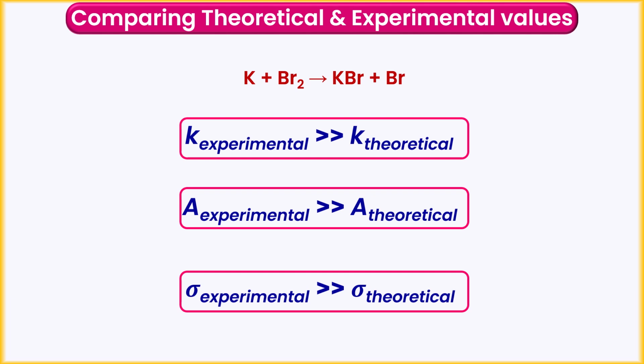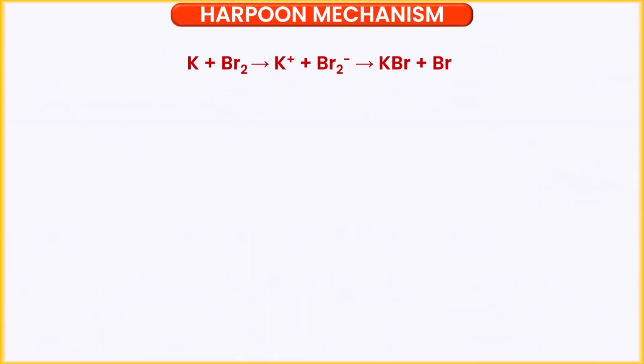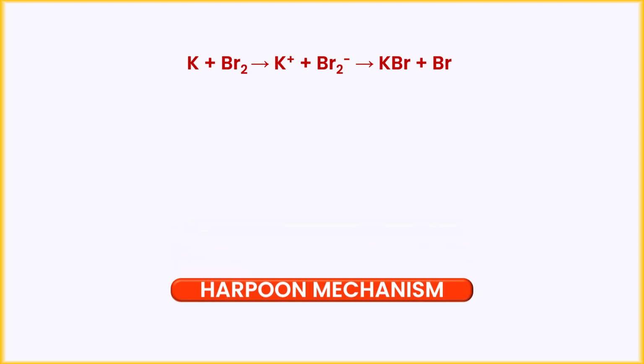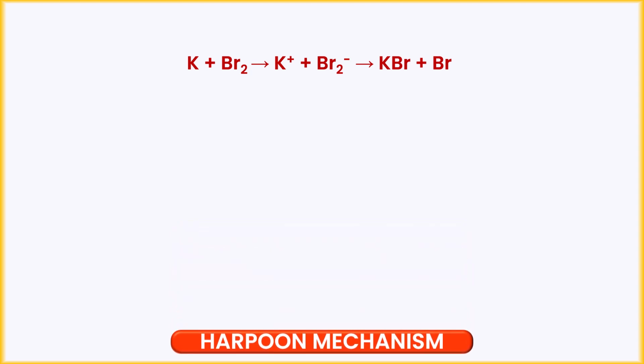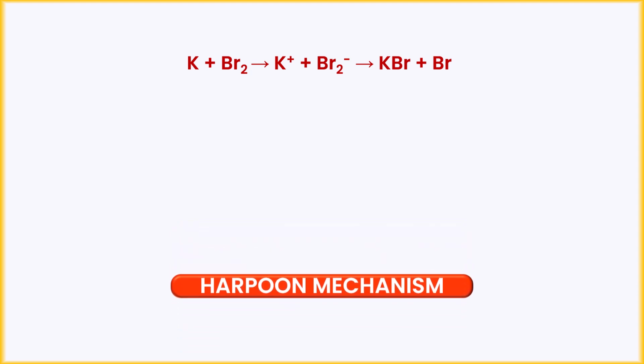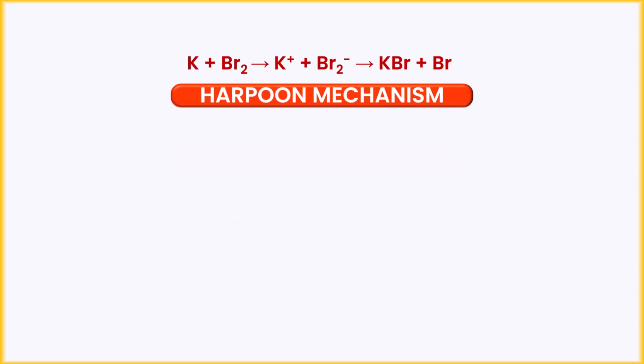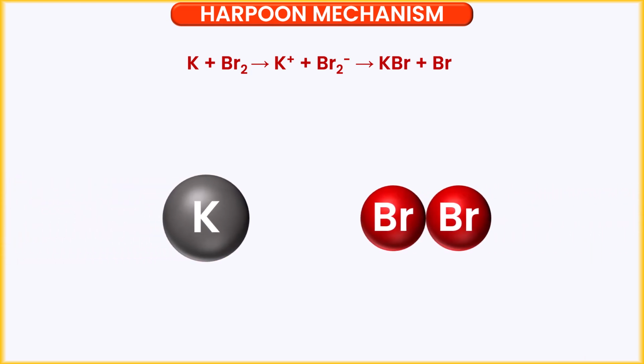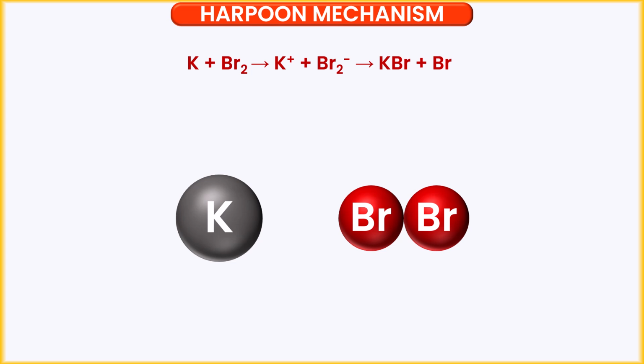Now the question is, why are the experimentally observed rate constant and the collision cross-section so unusually large for this reaction? To understand this, let us now visualize the Harpoon mechanism proposed for this reaction. In ordinary collision theory, reaction occurs only when the reactant species come into direct contact through hard sphere collision. However, in the present case, electron transfer can occur even before direct collision takes place.